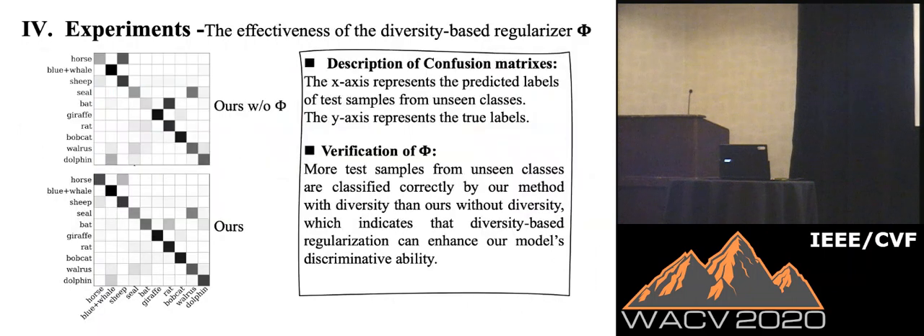In addition, we provide confusion matrices for our method with and without diversity. Most test samples are classified correctly by our method with diversity than without diversity, which means that the regularizer can enhance our model's discriminative ability.